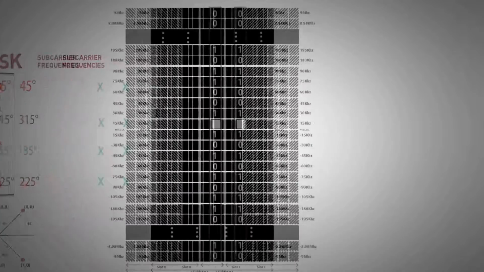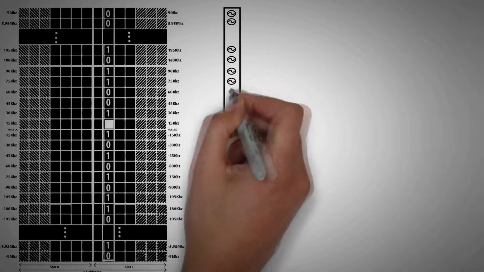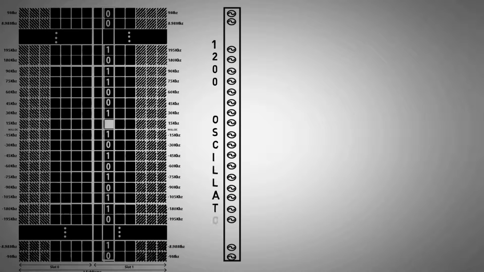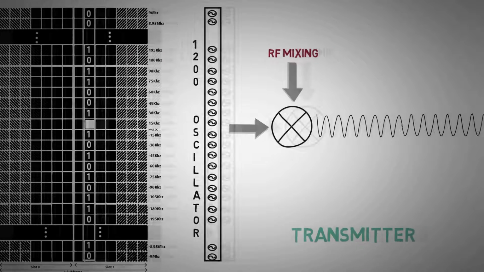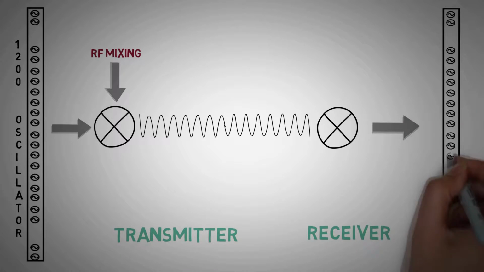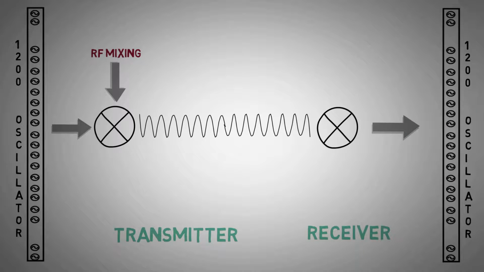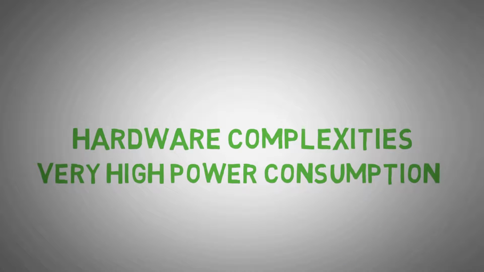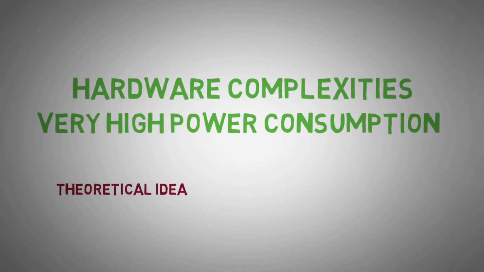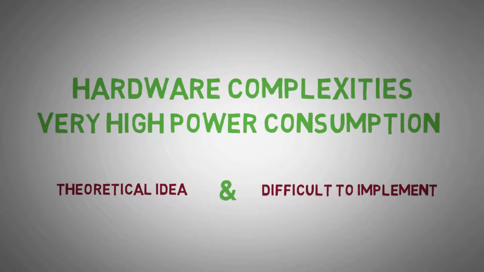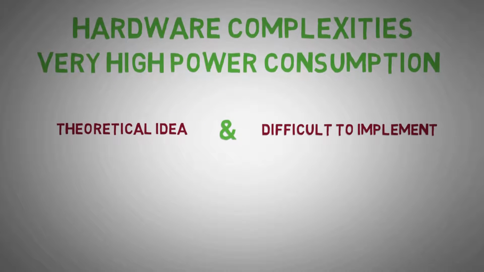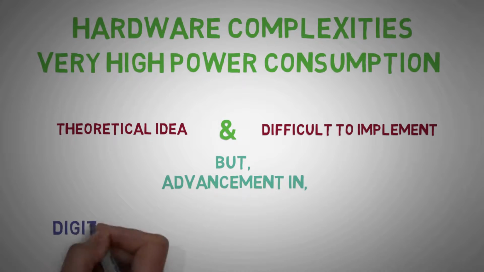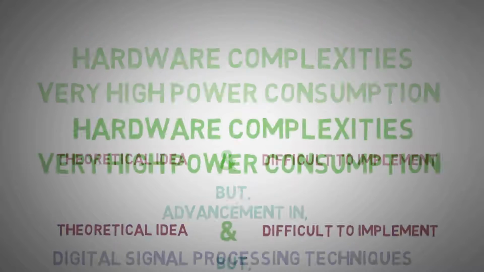the appropriate modulation scheme. Now, since the data is modulated over 1200 subcarriers, a transmitter will require 1200 oscillators for its generation, and another 1200 will be required by the receiver for proper demodulation. The hardware complexity and sheer amount of power consumption would have left OFDM a theoretical idea, far from implementation. OFDM was made reality with the advent of digital signal processing techniques.